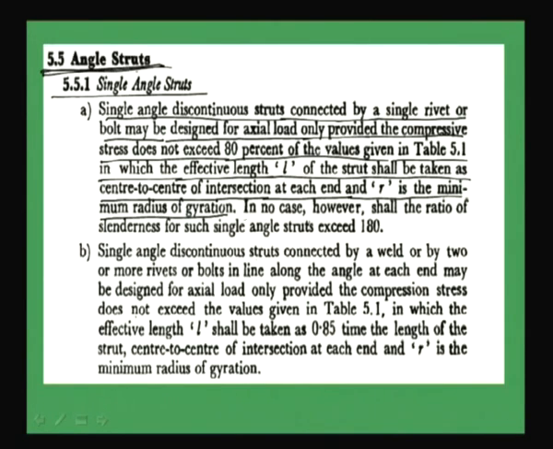What is told? Okay. Other thing is, in no case however shall the slenderness ratio for such angle struts exceed 180. What is it telling? That means that lambda, that is L by R, should be less than or equal to 180 in any case. Another thing is, the effective length shall be taken as center to center of intersection at each end. That means, where the rivet is given, according to that we have to find out the effective length.